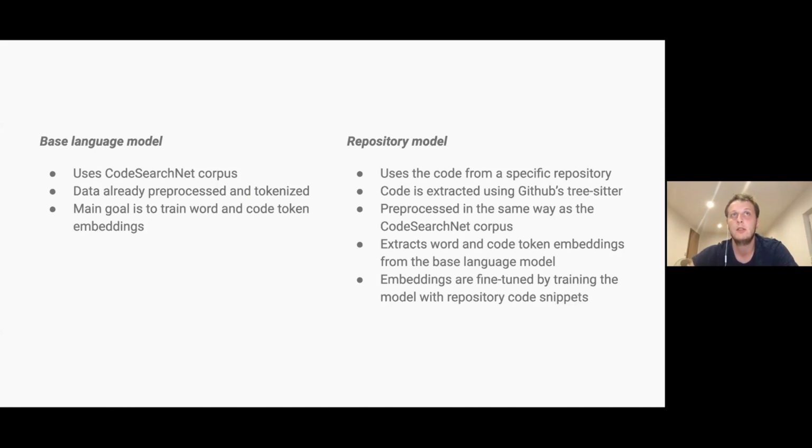With repositories, I was kind of on my own to extract the corpus. So I'm using another GitHub project called TreeSitter to find functions and then tokenize them. So repository models have the exact same structure. I just initialize all embedding layers with base language embeddings. So I just use that as the initial value. And the embeddings are then fine-tuned by training the model with repository code snippets.